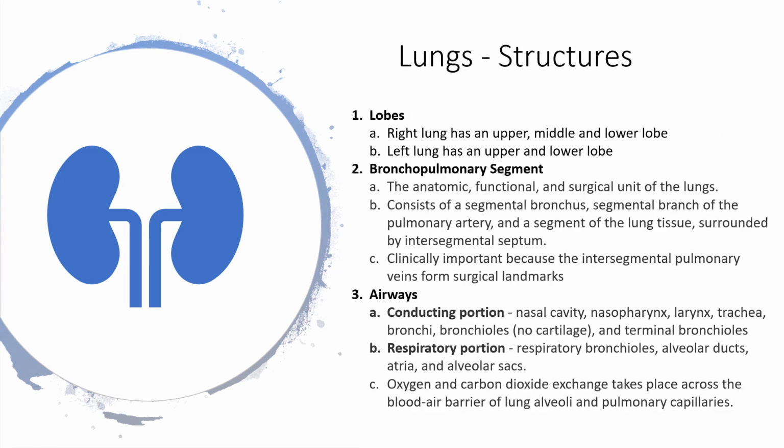The structure of the lungs includes the lobes, bronchopulmonary segments, and the airways. The lobes are composed of the right lung, which is an upper, middle, and lower lobe, and the left lung, which is an upper and lower lobe.